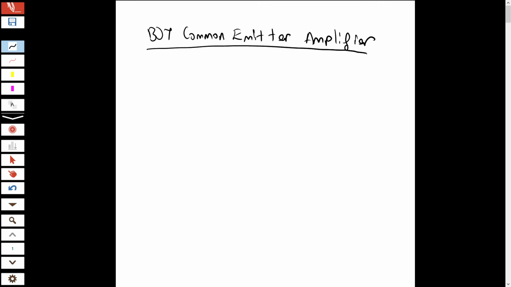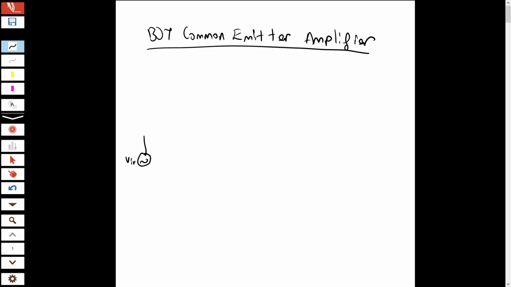Hello everyone, today I will show you the DC analysis and then the AC analysis of BJT common emitter amplifier. Why do we call it common emitter, by the way? Because we apply input at the base side and take the output at the collector side, so emitter will be common emitter amplifier.